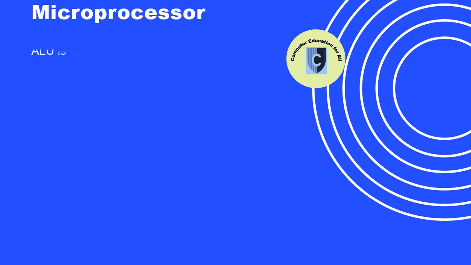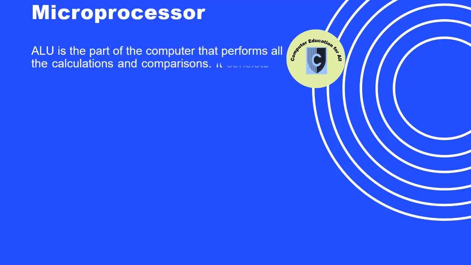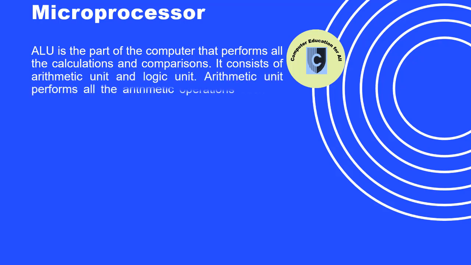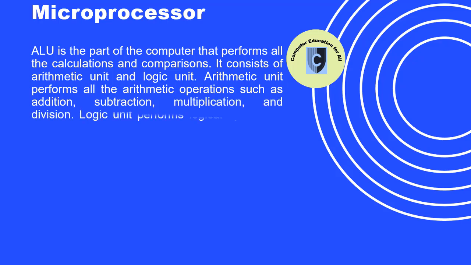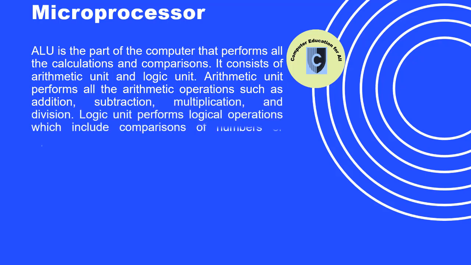ALU is the part of the computer that performs all the calculations and comparisons. It consists of an arithmetic unit and a logic unit. The arithmetic unit performs all the arithmetic operations such as addition, subtraction, multiplication, and division. Logic unit performs logical operations which include comparisons of numbers or alphabets.